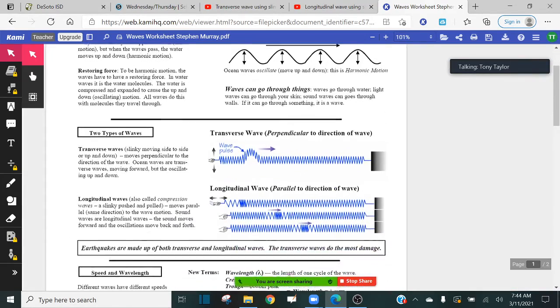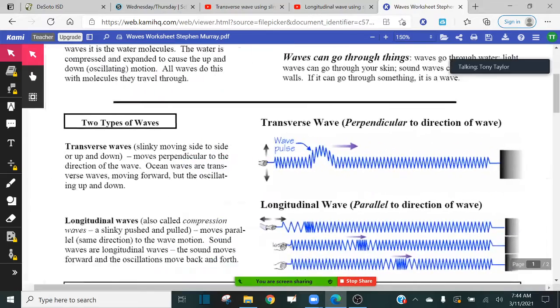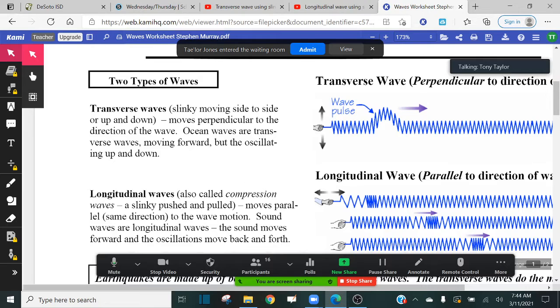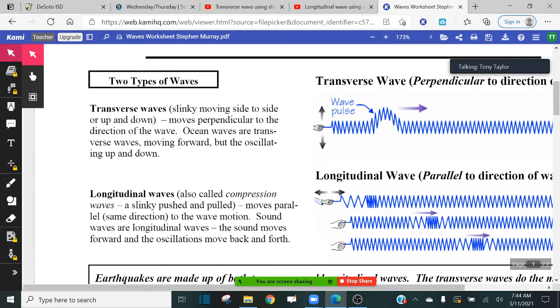Okay. Now, in nature, there are two main types of waves that you guys need to be familiar with. You need to understand what is a transverse wave and what is a longitudinal wave. Basically, transverse waves are when vibrations move perpendicular to the direction of the wave itself. Longitudinal waves are when vibrations move parallel to the wave motion itself. So what do I mean by this? In order to best explain that, I'm just going to show you guys a video of the two.